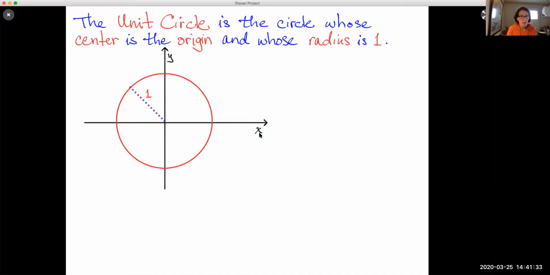This is what we love in trigonometry. We love the unit circle, and we use it for everything. And in calculus and everything you'll do with calculus, they talk about the unit circle all the time.